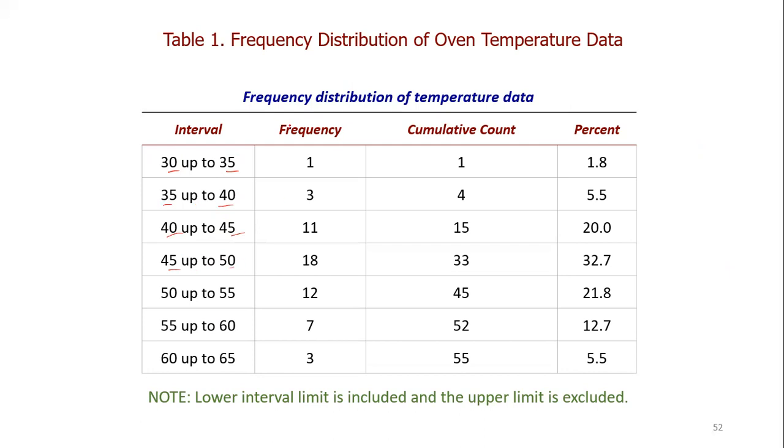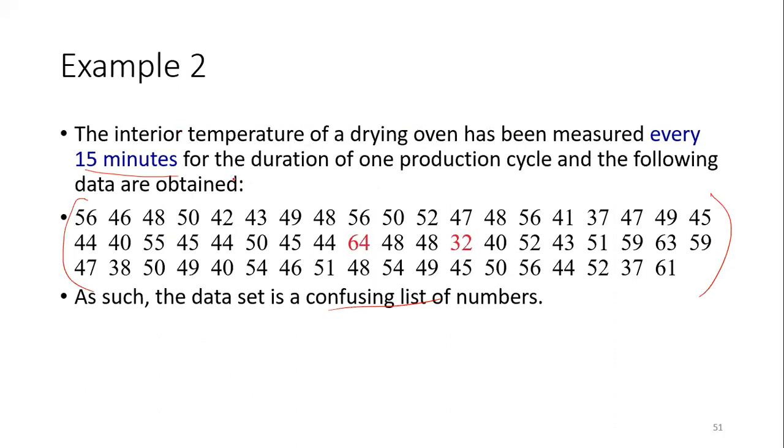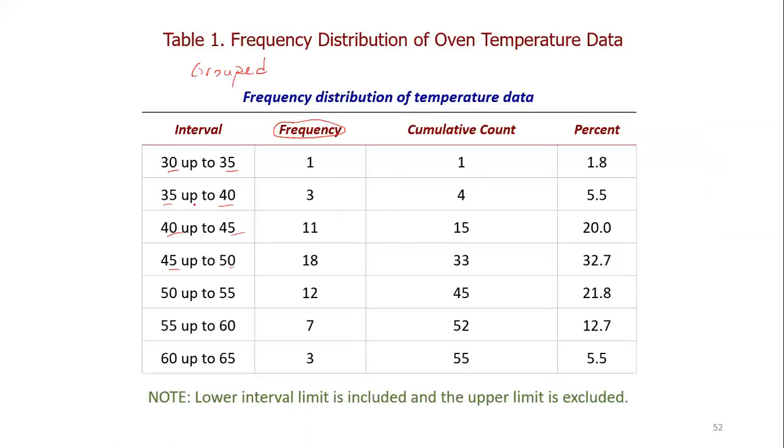Although we have a frequency here, this is in fact the frequency of the group data, right? So there are 11 items between 40 and 45. You can check it. One item between 30 and 35. Let's see here, 30 and 35, that's 32. Okay, that's here. And three items between 35 and 40. And please note that the lower interval limit is included and the upper limit is excluded.